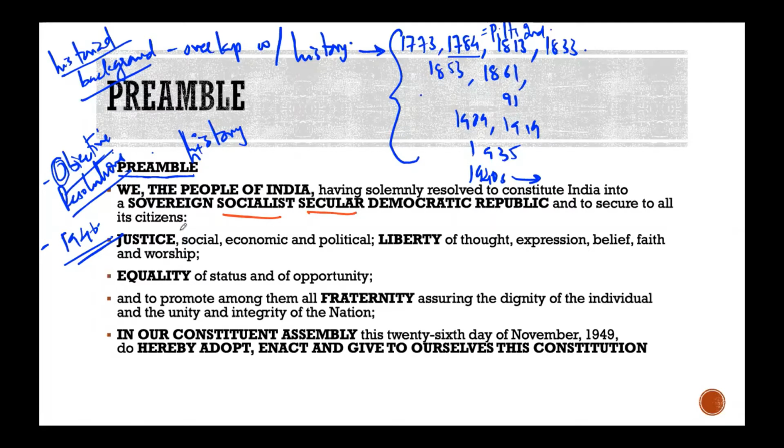We, the people of India, having solemnly resolved to constitute India into a sovereign, socialist, secular, democratic republic, and to secure to all its citizens justice, social, economic, political, liberty of thought, expression, belief, faith, and worship, equality of status and opportunity, and to promote amongst all fraternity, assuring the dignity of the individual and the integrity of the nation. Okay, so integrity of the nation. Even this was introduced later. All of these things.